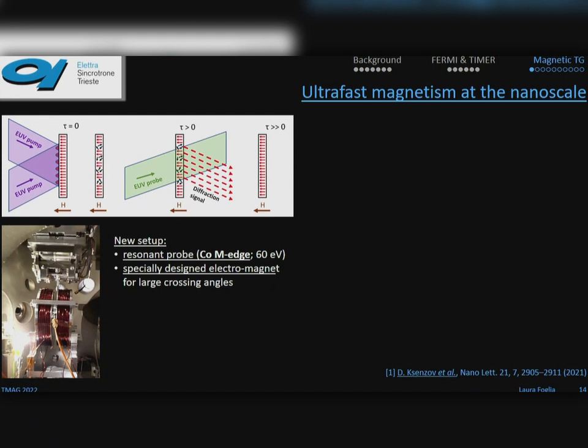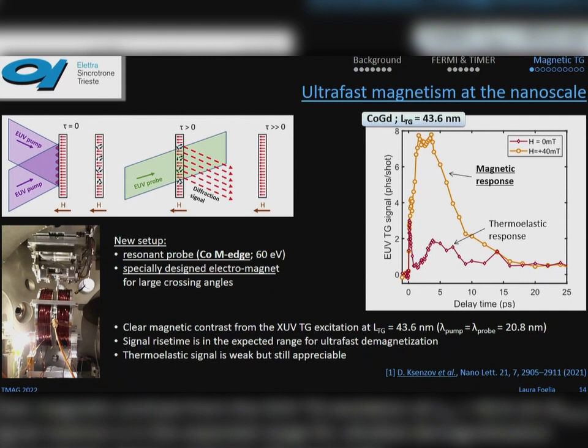Now we can play with magnetism. We have a new setup with a specially designed electromagnet, thank you, Stefano, for very large crossing angles, and we installed the mirrors to probe resonantly at the copper edge. The idea here is that you have a fully magnetized sample, and when you come with your EUV excitation, you demagnetize the photoexcited areas and leave the others unaltered, and then you probe this magnetic grating. And over time, you probe basically the relaxation back to the fully magnetized state. And this is what you can see.